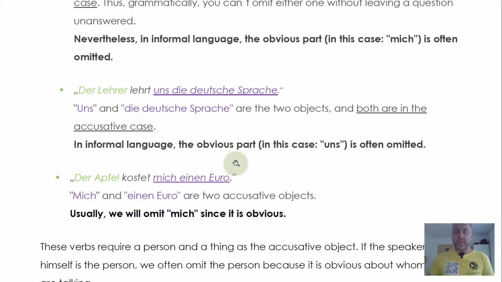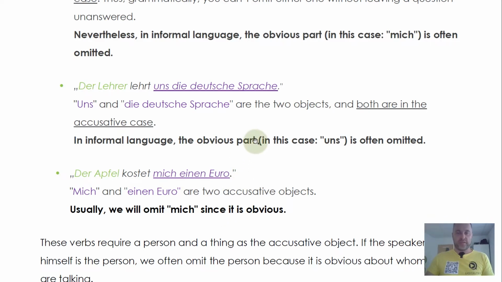But in informal language, you often just drop, again, the person who's receiving the lesson because it's obvious, because usually it's the people who get the lesson or the teacher who is saying this, or somebody who's asking either the teacher or the students, and then it's quite obvious who is getting the lesson. So you can also say der Lehrer lehrt deutsche Sprache oder die deutsche Sprache.